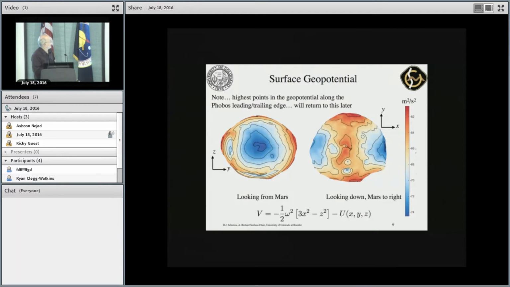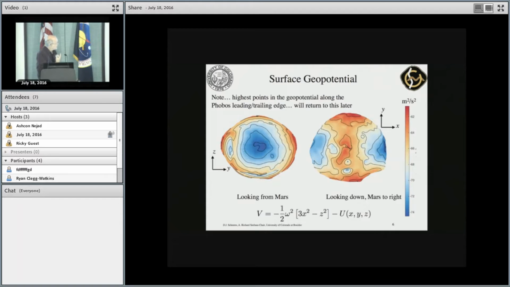The first thing you can do is actually look at the surface geopotential. This defines really where down is and where up is. You know, what's the lowest point in the surface potential, which naturally lies along the points of Phobos that point to Mars and away from Mars. This is the view looking from Mars, and this is a view looking down on Phobos. Mars is to the right, Phobos moves down in this frame.